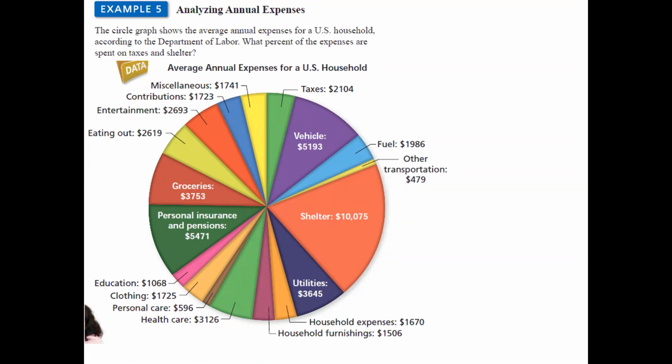Now, this is called a pie chart. So let's make sense of what this pie chart is about. It's very confusing if you look at it. So let's take a look at this whole thing. If you follow along, take a look. This is how much an average annual household spends.